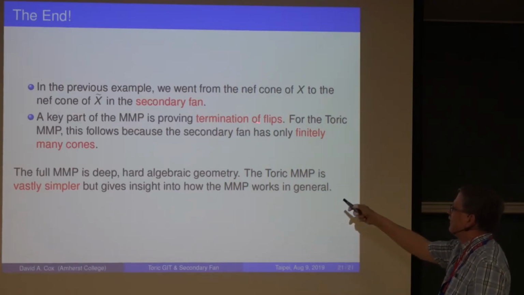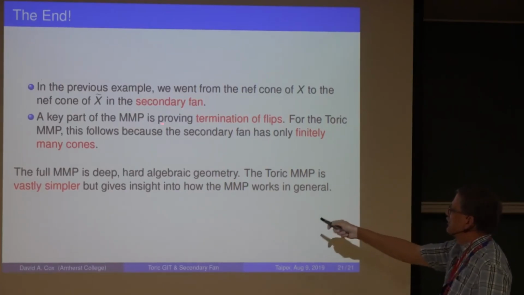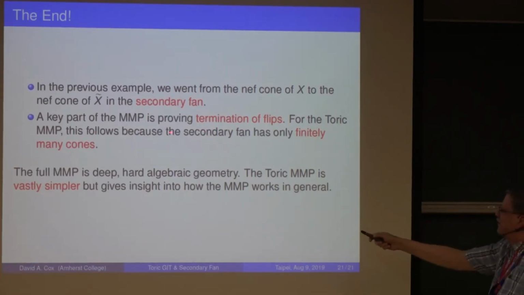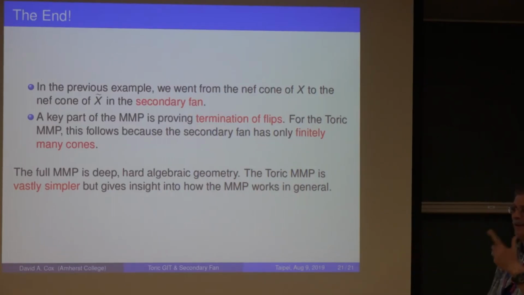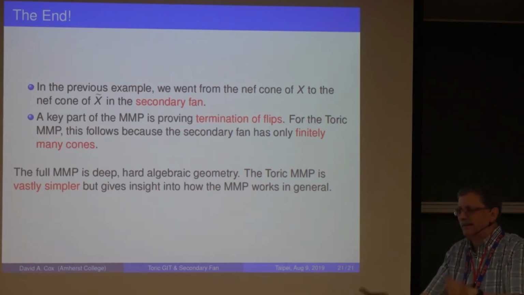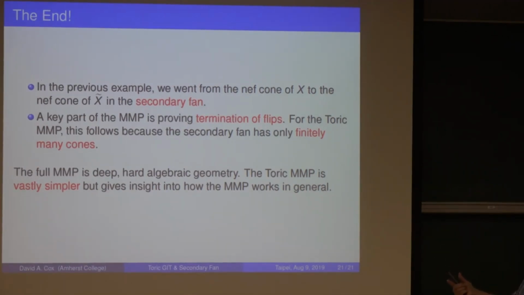And then what you have to do is prove termination of flips. In the toric case, there's still work you've got to do, but the idea of what's happening here is that things work because the secondary fan has only finitely many cones. And so when I go from one Neff cone, when I do a flip to another Neff cone, that can only really happen finitely many times, because you can prove that you can't have cycles. And so that's roughly speaking how things work.